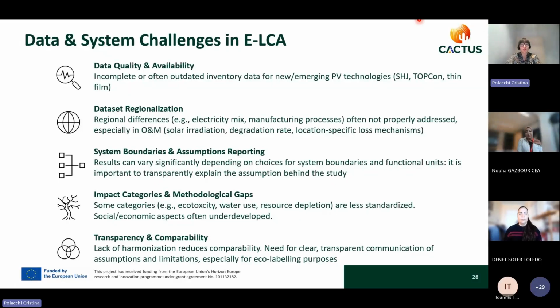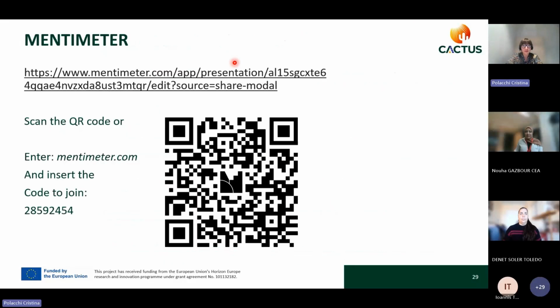So I will conclude with some questions to the audience. If you want, you can scan the QR code. I will give you some minutes to scan it, and otherwise you can go to the Mentimeter website and manually insert the code. Maybe we can share the number in the chat. Yeah, thanks. I will add it.